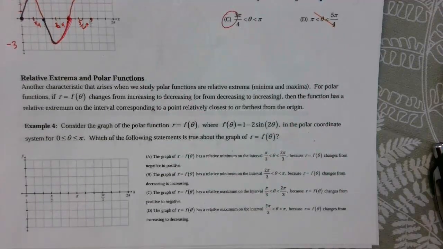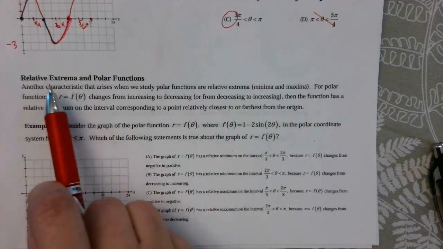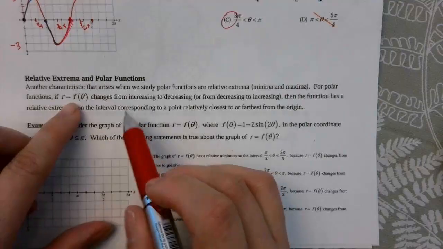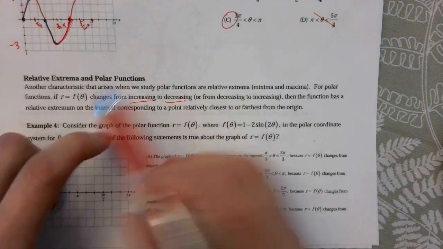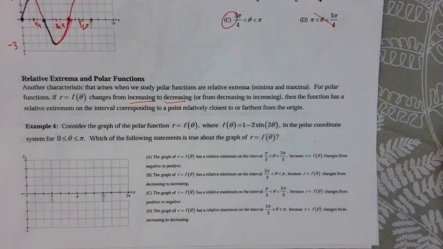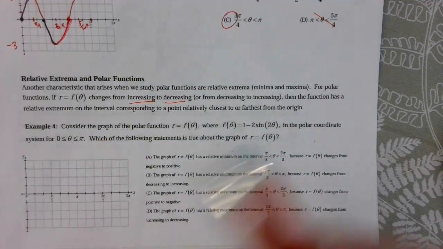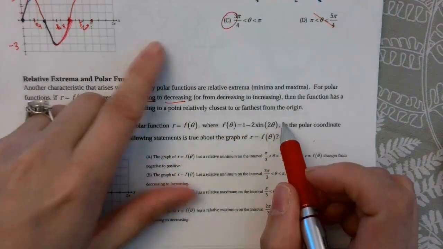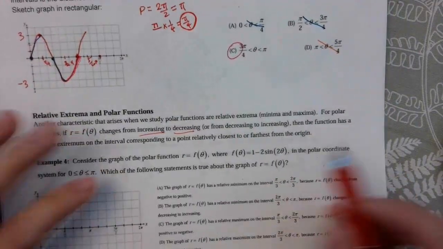All right, another characteristic is that you can also find a relative extrema, relative maximum, and relative minimum. So when the r value is going from increasing to decreasing or decreasing to increasing, you're going to have relative extrema. So what we've been doing, f of theta is equal to 1 minus 2 sine of 2 theta. I'm going to go ahead and graph it here because I personally don't like that, okay?